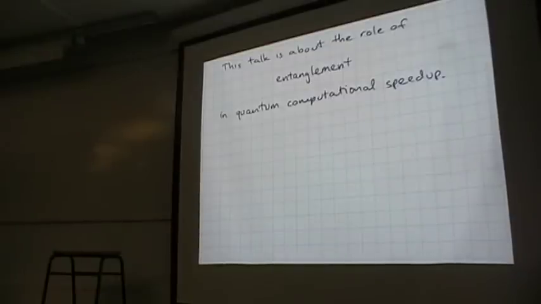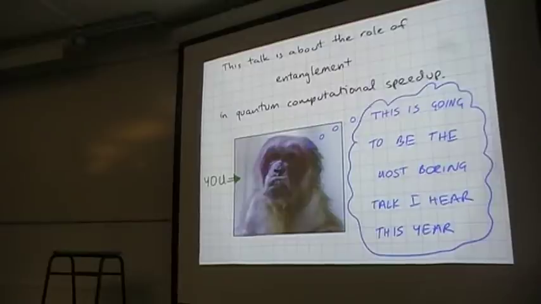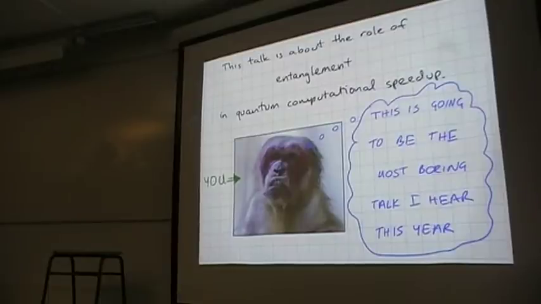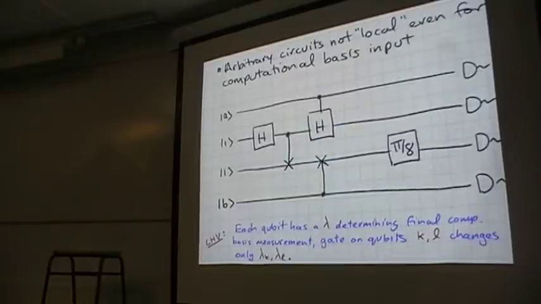Okay, so if I was asked to outline what the talk is about, well, the typical thing that I would say is this talk is about the role of entanglement in quantum computational speedup, which to some extent is what Matty's talk is about. The relationship between entanglement and non-locality is subtle, so you might say this is going to be the most boring talk you hear. I didn't know Matty would be here. It's slightly more boring. But really, I'm going to focus on non-locality, which makes it only probably the second most boring talk you'll hear. So, let's talk about quantum computing and non-locality.